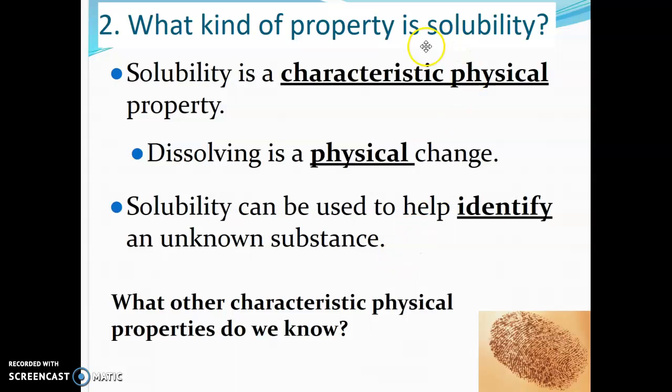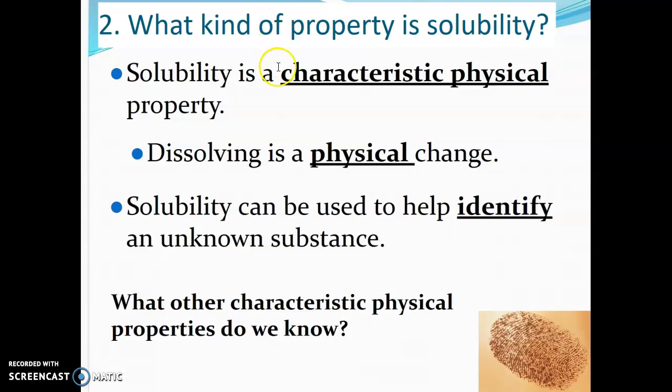So I just mentioned that solubility is a physical property, and as we know, physical properties can't be observed without changing the identity of the substances. So for example, if I dissolve salt in water, I am not changing the molecules in salt, nor am I changing the molecules that make up water.